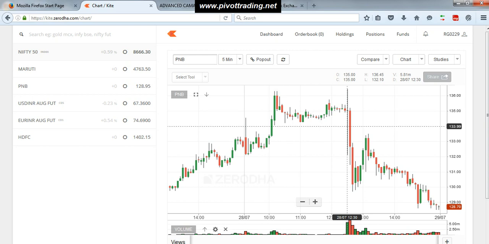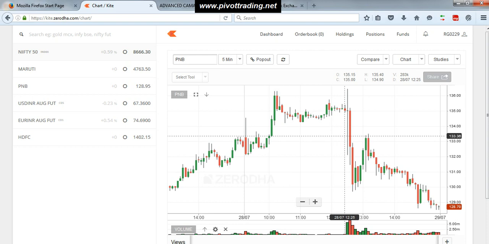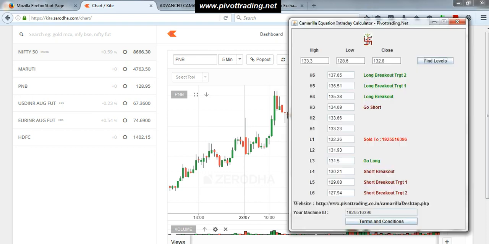Once it came below 134 at 12:30, the sell is initiated. Sell is initiated in the sense we have to sell at 134. Now when the price at 12:30 falls below 134, we can see what price movement it has done. Within the next 10 minutes, it has reached a level of 130 or 129.75.